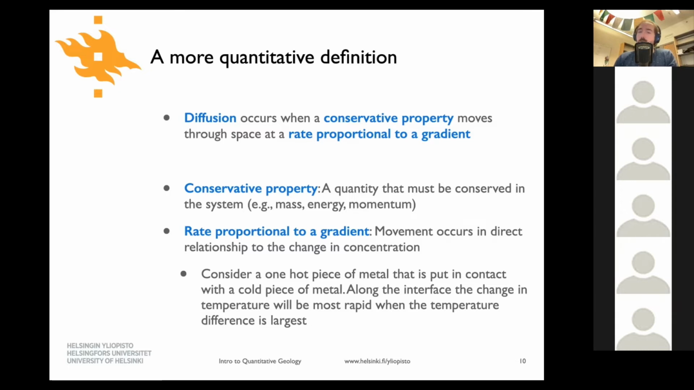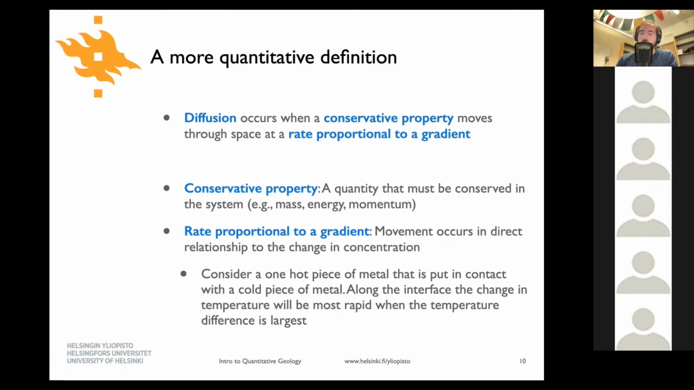The rate proportional to a gradient part might sound a little more confusing, but all it's saying is that the movement occurs in direct relationship to the change in concentration. Again, if we have a hot piece of metal put in contact with a cold piece of metal, at the boundary between the two is where we'll have the most rapid changes in temperature, and further away the temperature changes will be more gradual with time. That's because the gradient is steepest right where the two pieces of metal have been put in contact, and as you go further away, the gradient decreases. So the heat transfer, or the rate of change of temperature, will also be lower in that case.